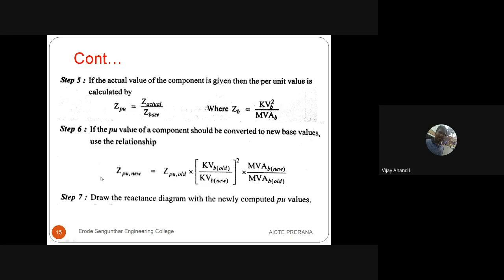Next, step 7. Draw the reactance diagram with the new per unit values of the components. We have to draw the reactance diagram and mention the new per unit value of the reactance. So from these 7 steps, we can draw the reactance diagram. To draw a reactance diagram or an impedance diagram, we have to follow these 7 steps. So please remember.